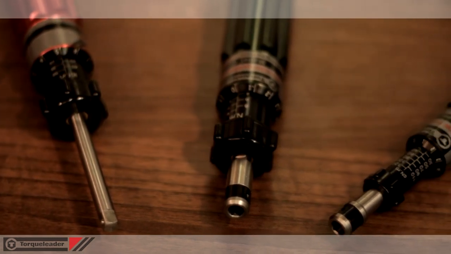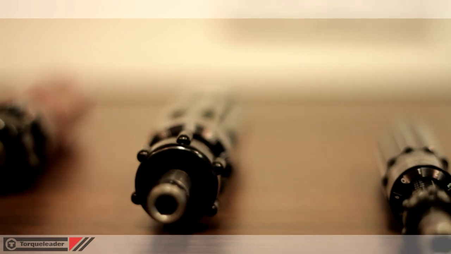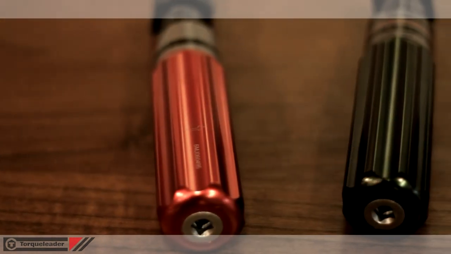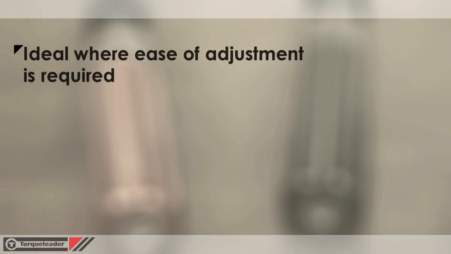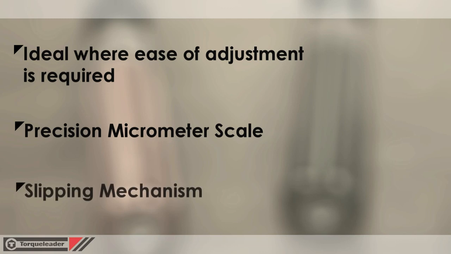In this video, we will look at the Quickset range of calibrated scale torque screwdrivers. The Quickset is designed with ease of adjustment in mind and is ideal for use in servicing and maintenance environments. The micrometer style scale allows precision setting of the torque, and the slip-free mechanism eliminates over-tightening.